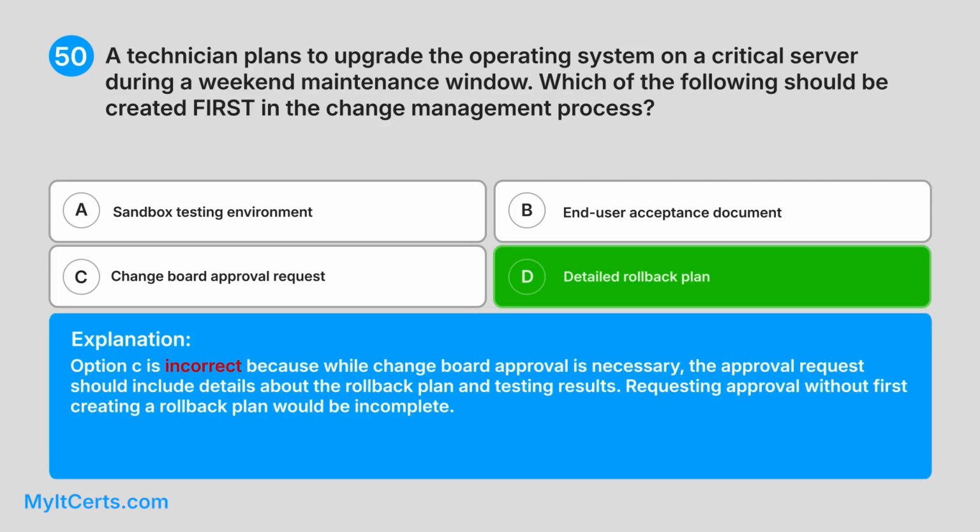Option C, Change Board Approval Request, is incorrect because while Change Board approval is necessary, the approval request should include details about the rollback plan and testing results. Requesting approval without first creating a rollback plan would be incomplete.